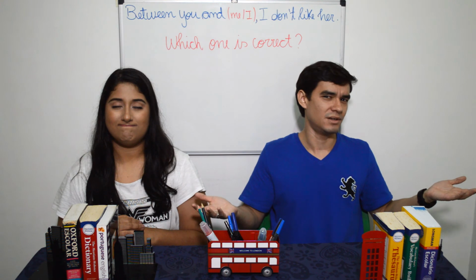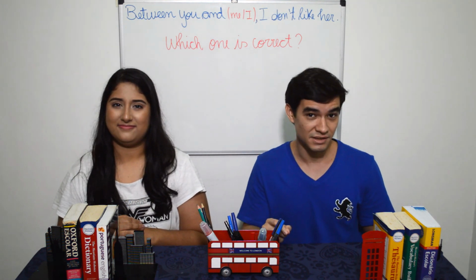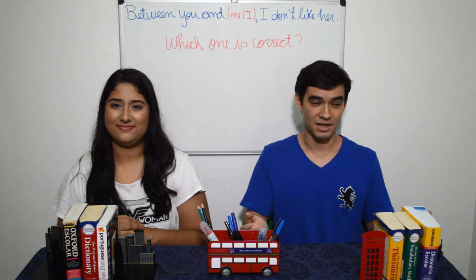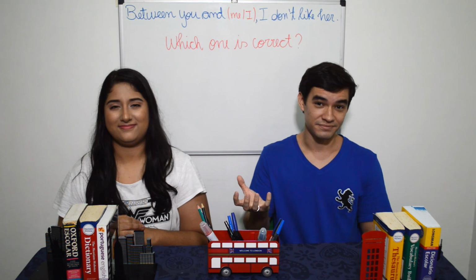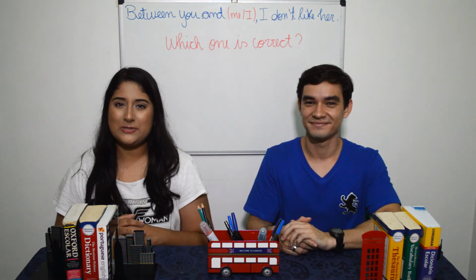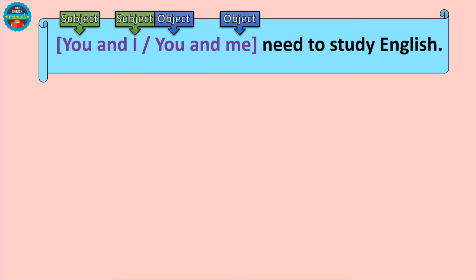And what did we learn in this video? If you are talking about the subject of the sentence, you must use I. If it's the object, you must use me. Simple as that. Let's see some examples to illustrate. What's the correct form? You and I need to study English, or you and me need to study English?